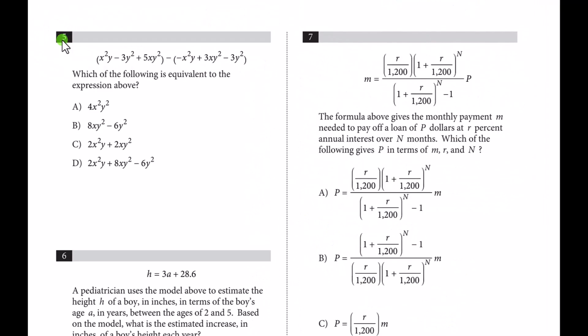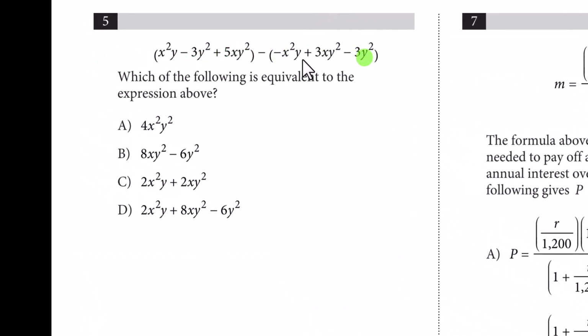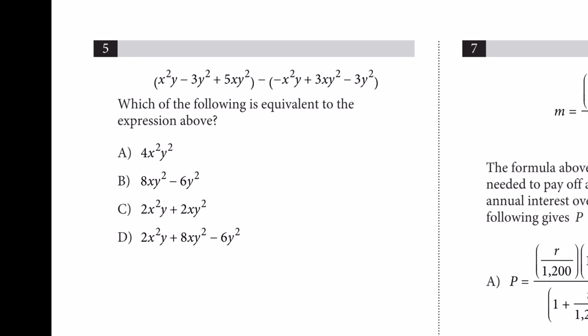Question number 5. All you have to do is simplify this. I know this looks scary, but all you're going to do is do your basic combine like terms thing. Now, you want to watch out for this negative here because that is there just to throw you off and give you problems. So we're going to go ahead and distribute that first.